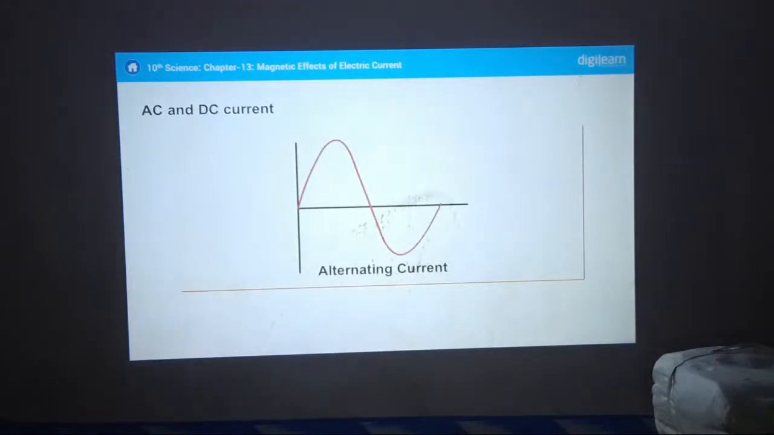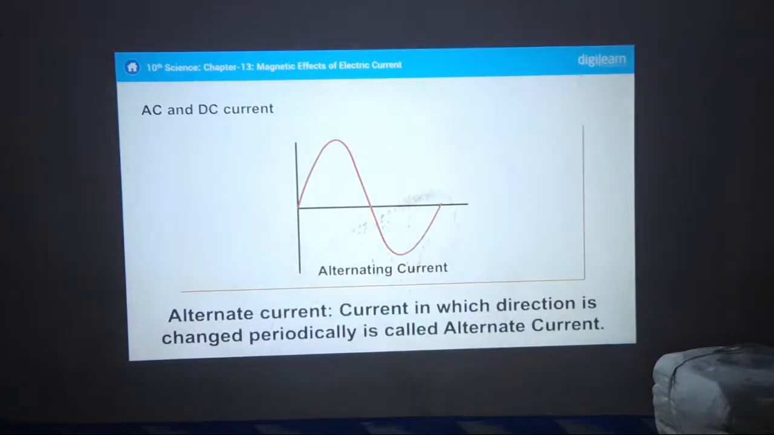AC and DC current. AC, alternate current. Current in which direction is changed periodically is called alternate current. In India, most of the power stations generate alternate current. The direction of current changes after every 1/100 seconds in India. That is, the frequency of AC in India is 50 Hz. AC can be transmitted up to a long distance without much loss of energy, which is an advantage of AC over DC.